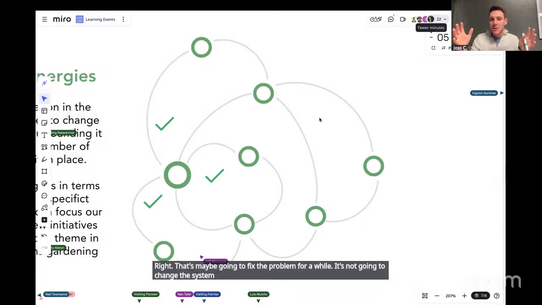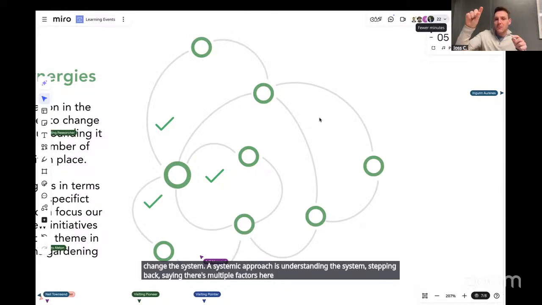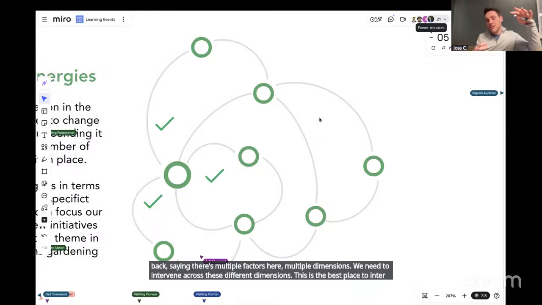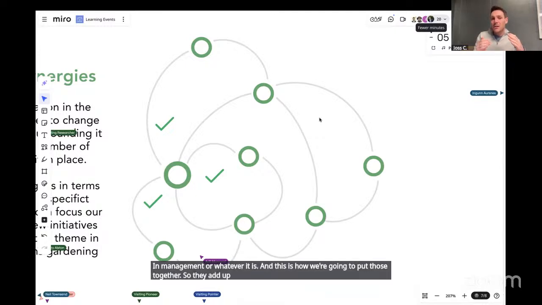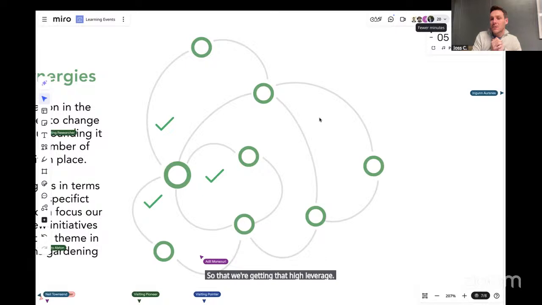A systemic approach is understanding the system, stepping back, saying there's multiple factors here, multiple dimensions. We need to intervene across these different dimensions. This is the best place to intervene in education, best place to intervene in finance, in management, or whatever it is. And this is how we're going to put those together so they add up to more than the sum of their parts. And this is how they're really acting on different levels in terms of the mental models and the system structure, so that we're getting that high leverage. Does that make sense to people?